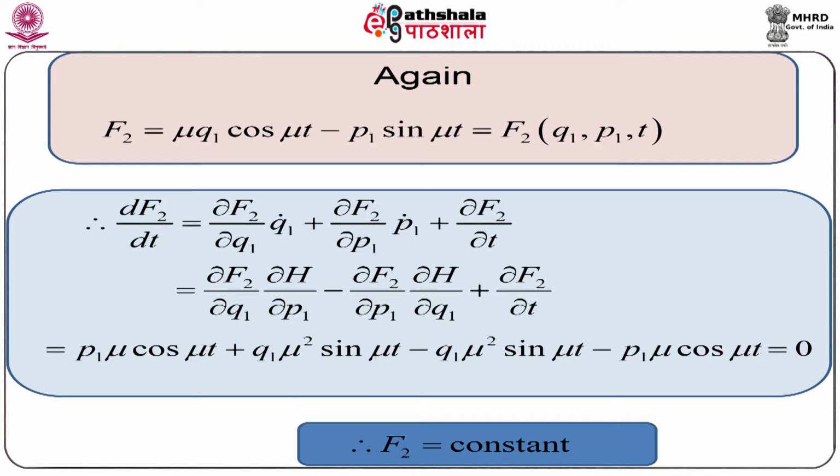After evaluating the derivatives and putting in this expression, we get dF2/dt equal to P1 into mu into cos mu t plus Q1 into mu square sin mu t minus Q1 into mu square sin mu t minus P1 into mu into cos mu t. Therefore, dF2/dt equal to 0. So, F2 equal to constant.